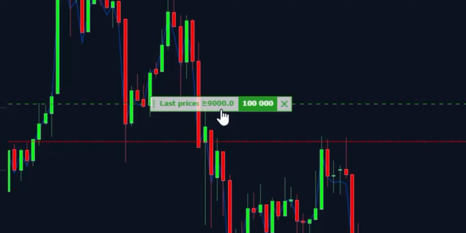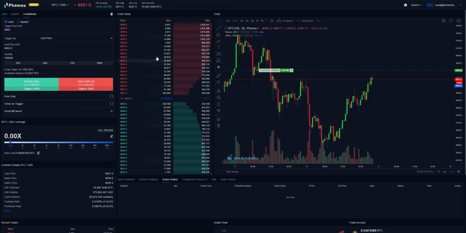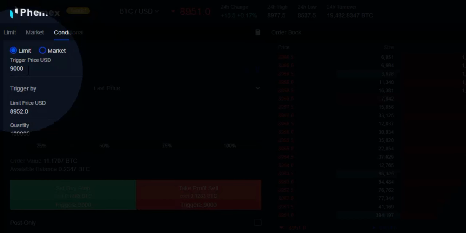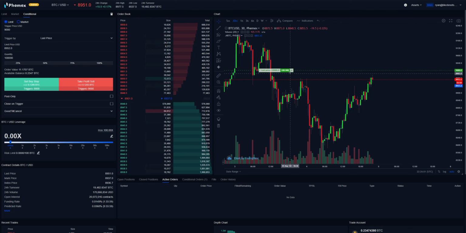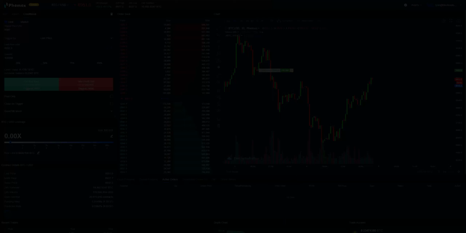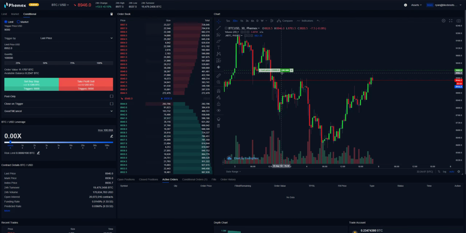So what that means is we have a trigger at 9,000. In this case, you can see up here, 9,000. That's the price we chose. And until that level is hit, our limit order for 8,952 will not be placed on the book. Once this level is broken, once 9,000 is broken, immediately after that happens, a limit order at 8,950 will be placed, and it'll be placed in the same manner as if you were placing a standard limit order. You'll see it pop up down here.